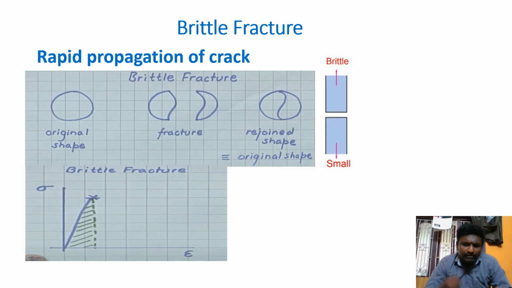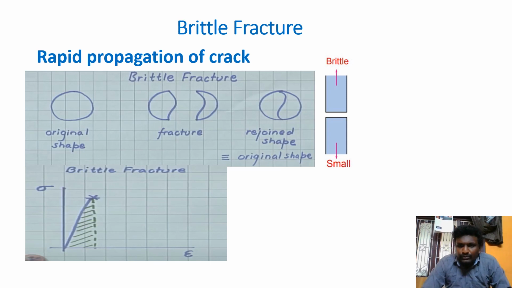If a load is applied on ceramic particles, the crack will initiate rapidly and it will break in a sudden way. In the first image, you can see the original shape is round, and after the breakage into two pieces, we can join them again at the fracture position. That is a rapid propagation of cracks. If the material breaks into two pieces and, when we assemble it, it comes back to a normal shape, it is called a brittle fracture. In the other diagram you can see the stress strain curve.